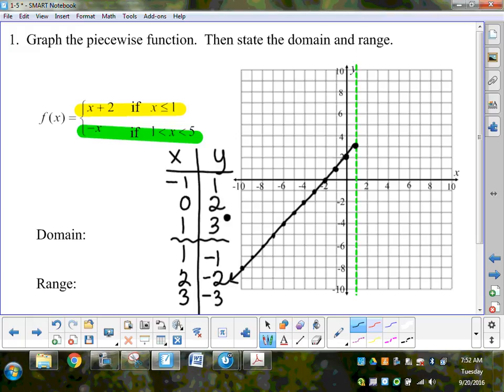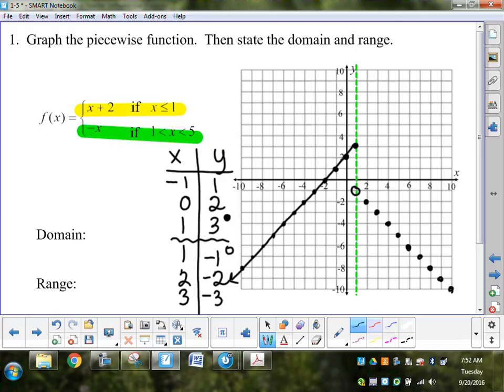So I'm going to go 1, -1, and put an open circle. Then 2, -2 goes here. Now, I'm going to keep this going like this. Is that right? Hands up, please, and tell me what I need to do to make this correct.